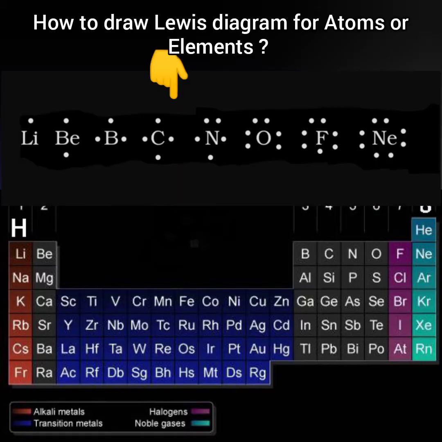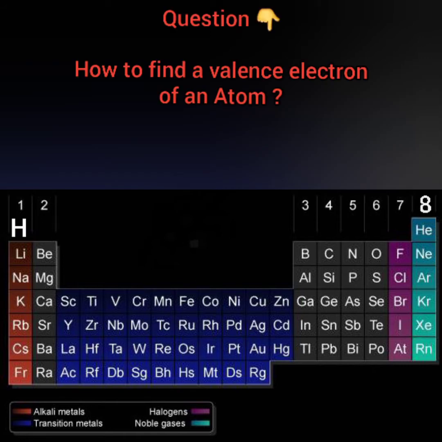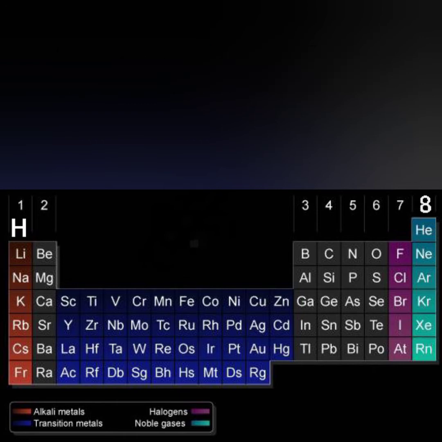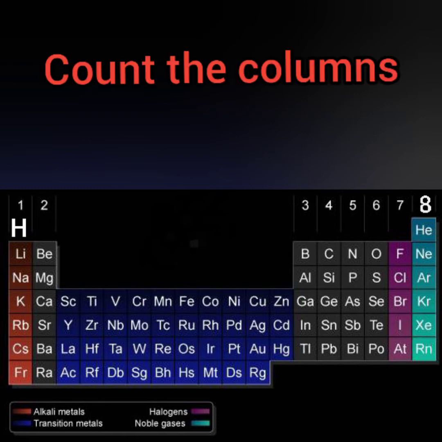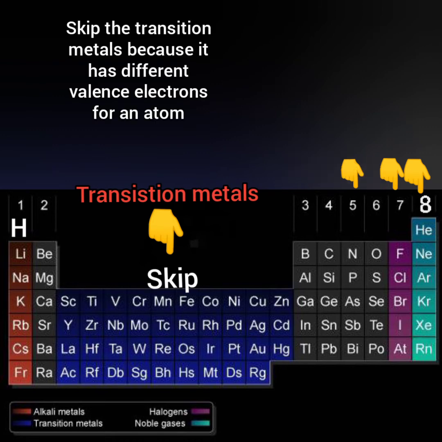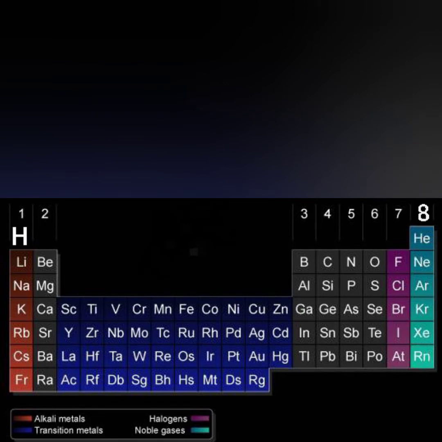To learn the Lewis diagram, let's start with a question. How do we find the valence electrons of an element or atom? If we want to know, let's look at the periodic table. To get the number of valence electrons, the first thing we need to do is count the columns of the periodic table from left to right. Skip the transition metals and helium, which has only 2 electrons, not 8.